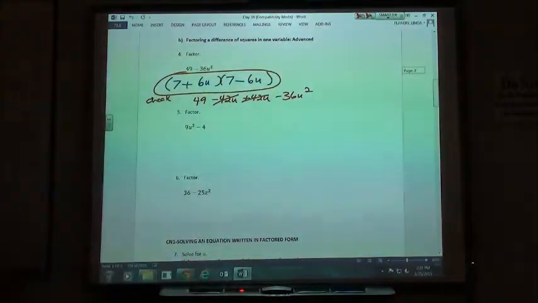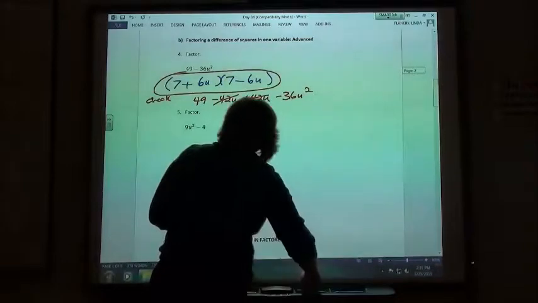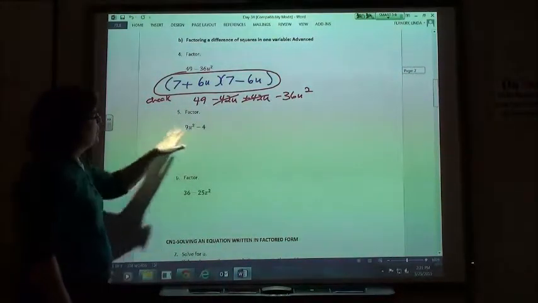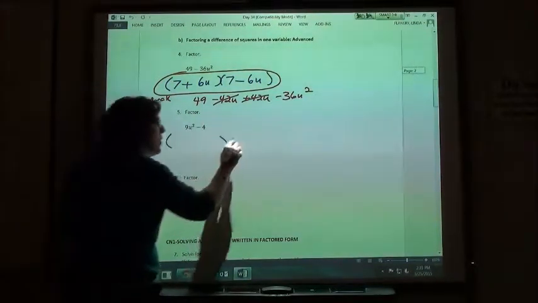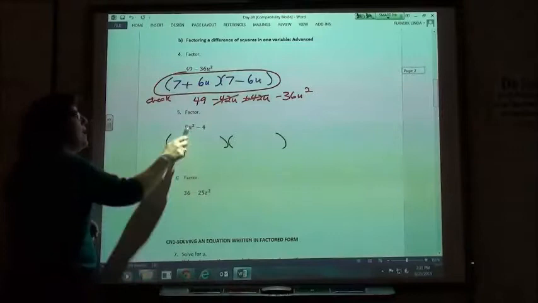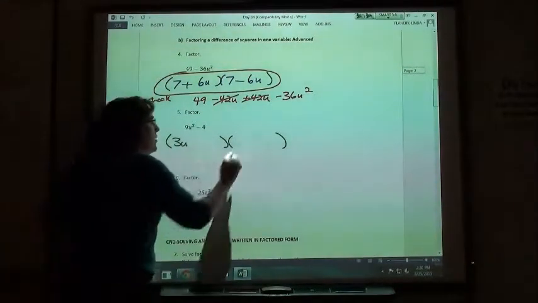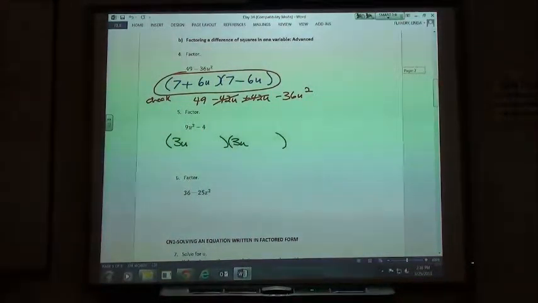So 7 plus 6u times 7 minus 6u is going to be my answer. Number 5, same type of thing. There's only 2 terms. Both of them happen to be perfect squares, so I know it came from FOILing. Factors of 9u squared: 3u times 3u. 3u times 3u is 9u squared.